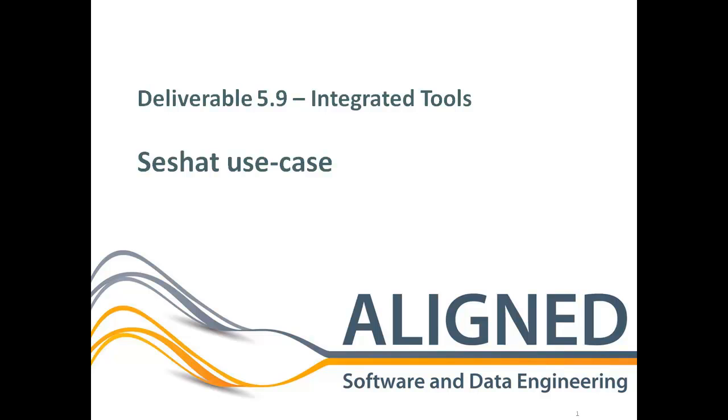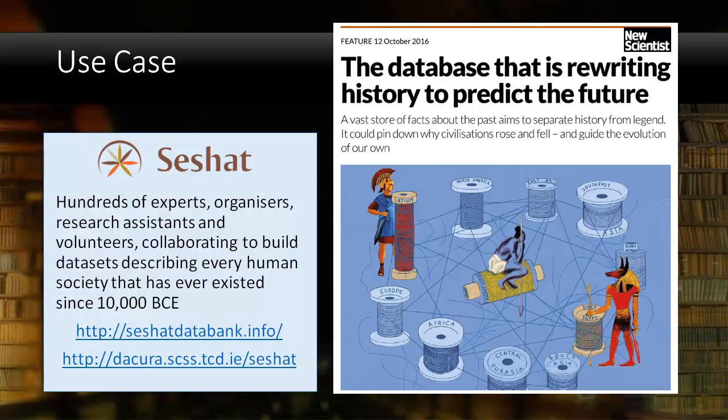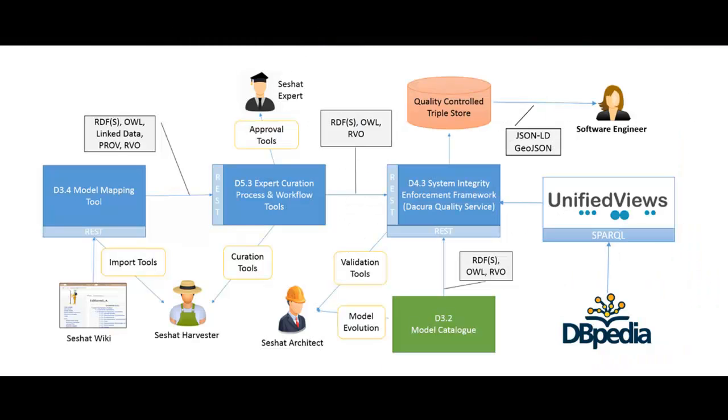This video demonstrates the platform that the Align project developed to support the Seshat use case, one of the world's most ambitious efforts to collect and curate high-quality historical datasets. In this video, we'll be looking at how the tools and methods of the Align project have helped the Seshat researchers to solve their problems.